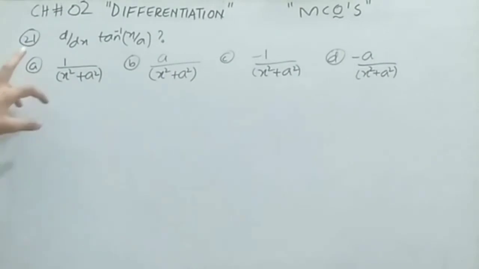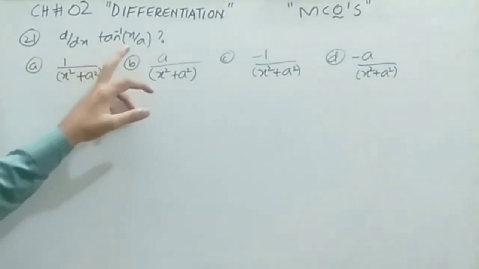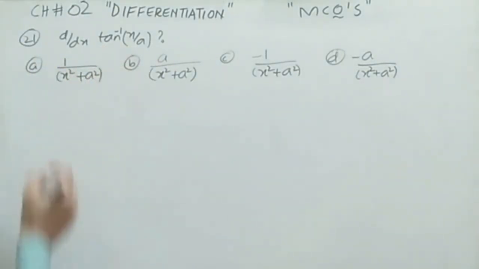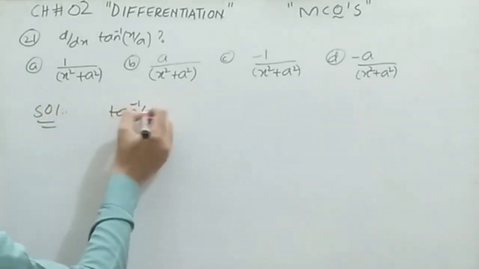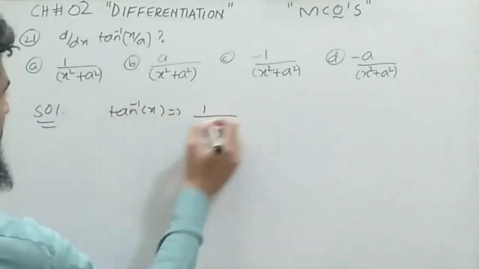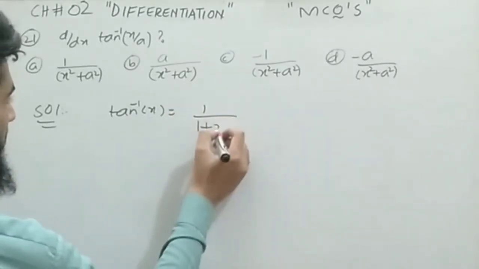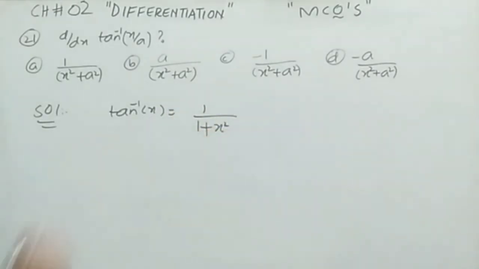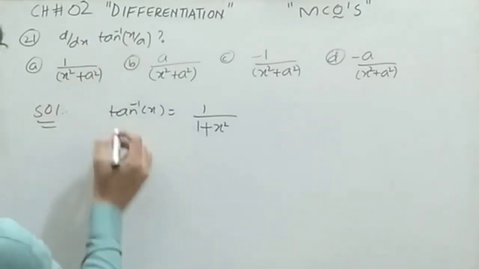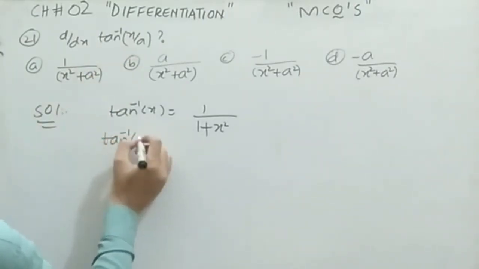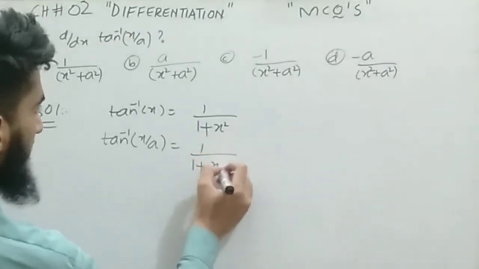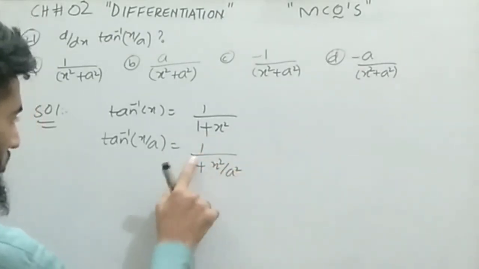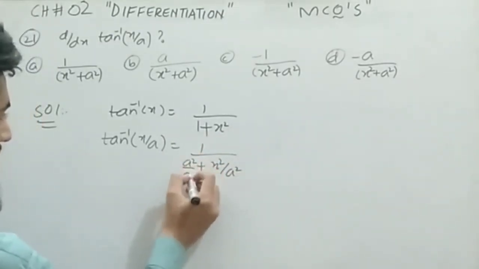Now move toward MCQ number 21. D by dx of tangent inverse x by a will be. So move towards solution. You know that derivative of tangent inverse x is always equal to 1 over 1 plus x square. This is the derivative of tangent inverse x, but the function is x by a, so replace x with x by a. So it becomes 1 over 1 plus x square by a square. This one can be written as a square by a square.